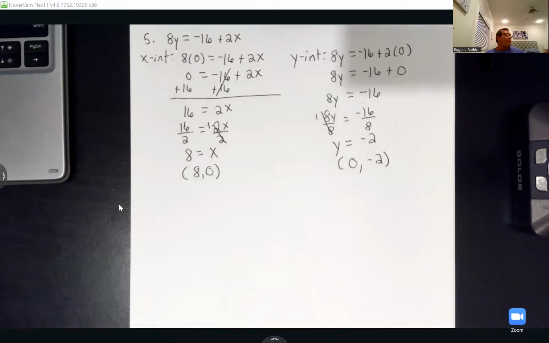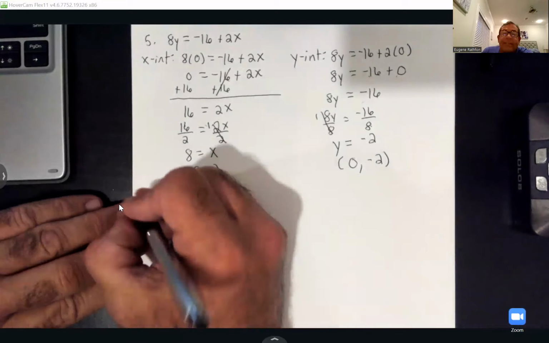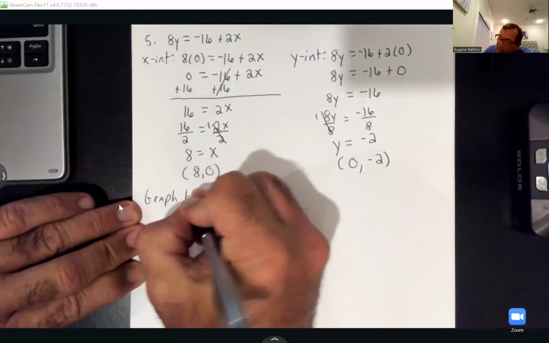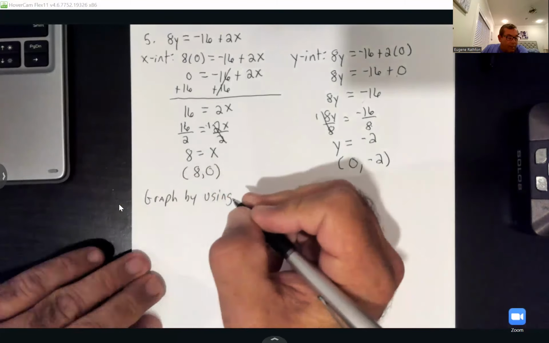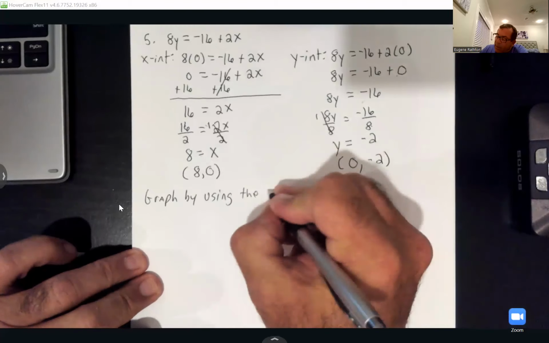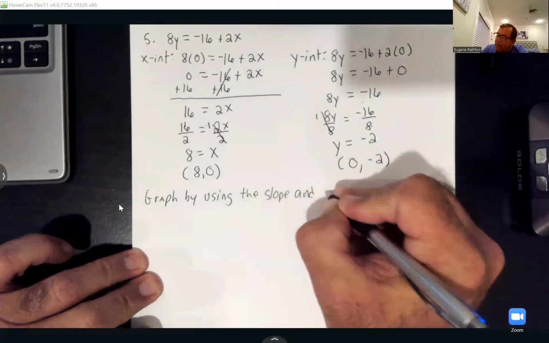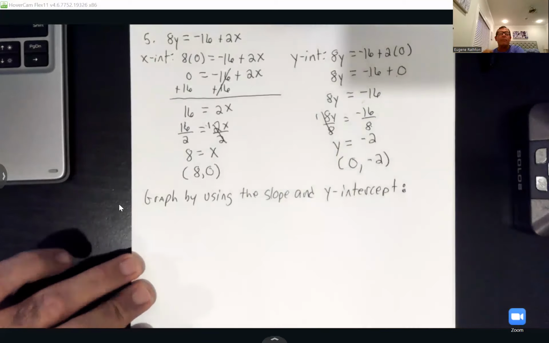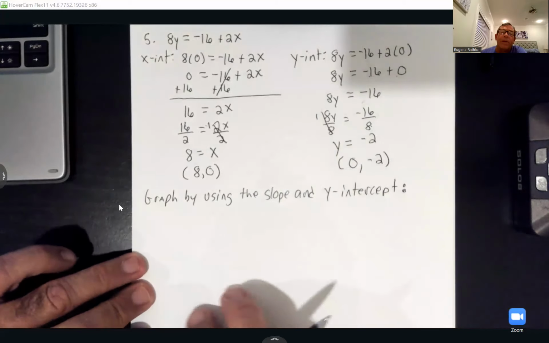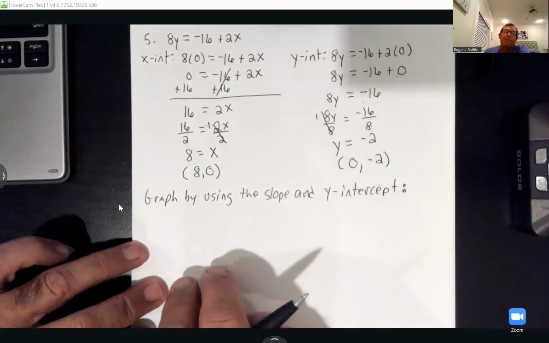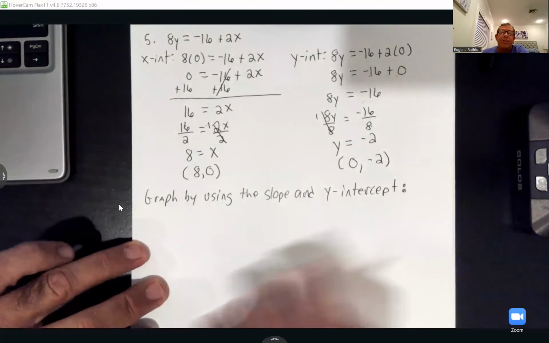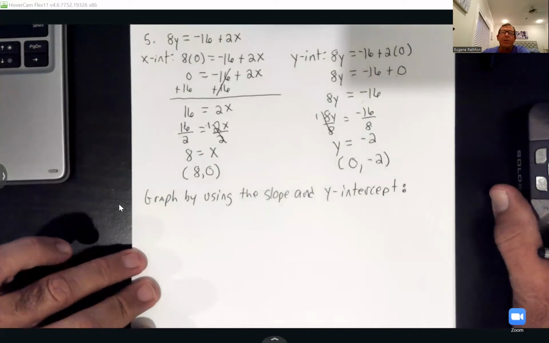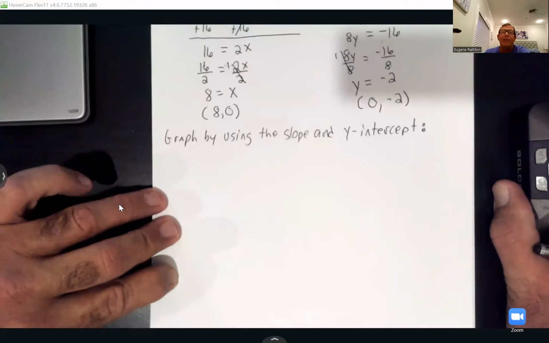All righty. Second method to graphing that we're going to learn today. We're going to graph by using the slope and the y-intercept. Now, I really love this method if it's already solved for the y. Because if it's solved for the y, you got everything you need and you just go on with it. If it's not solved for the y, it's a little trickier because you got to do a little bit of math to get to the point you need.